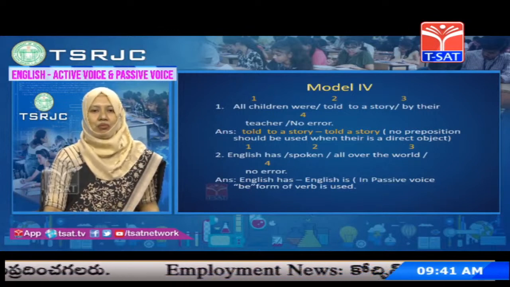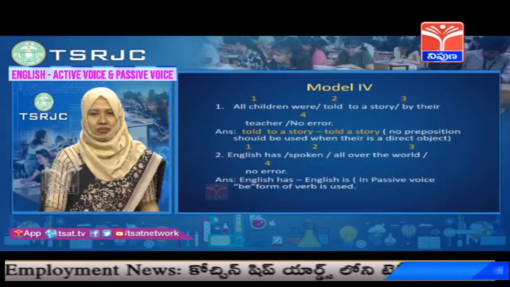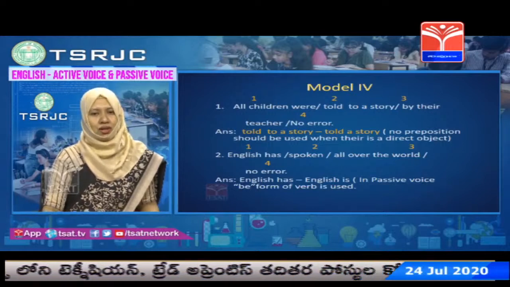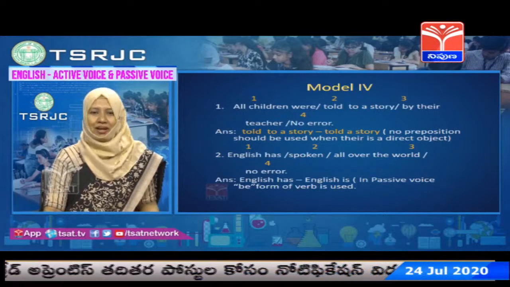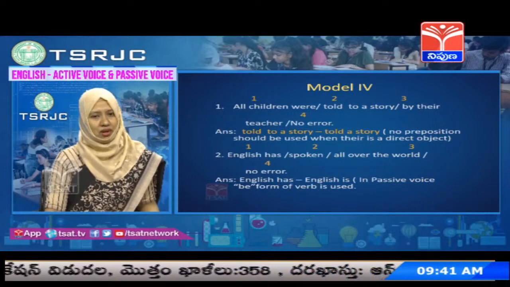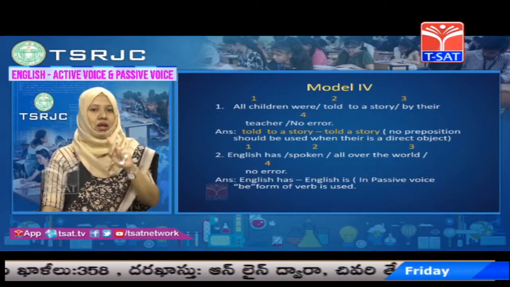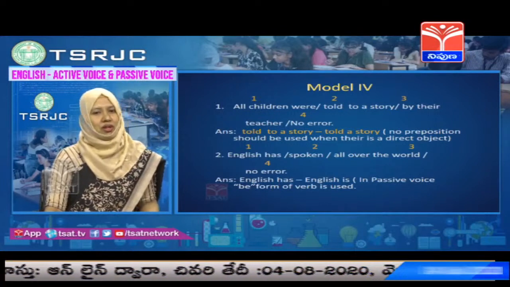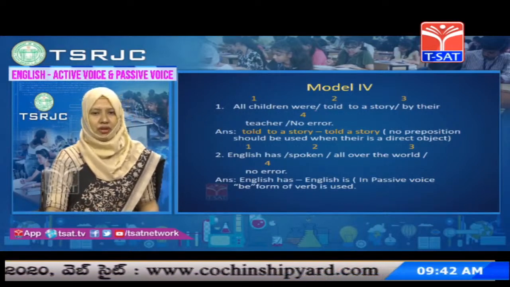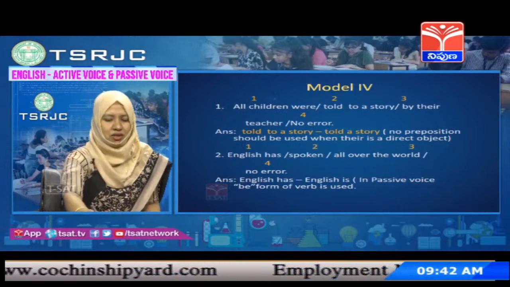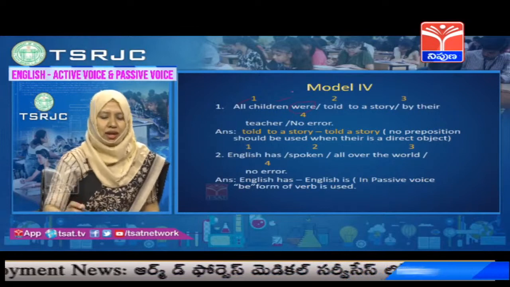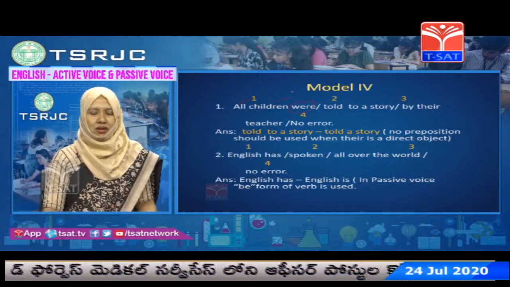Look into the first example. All children were. This is the first part of the sentence. Told to a story. This is the second part. By their teacher. Third part. Fourth part, no error. Whether option 4 is error is there or no error is there, whether the sentence is correct. So read carefully. Subject, all children were. All is there, children plural, so verb plural. This is first option, this part is correct, there is no mistake.